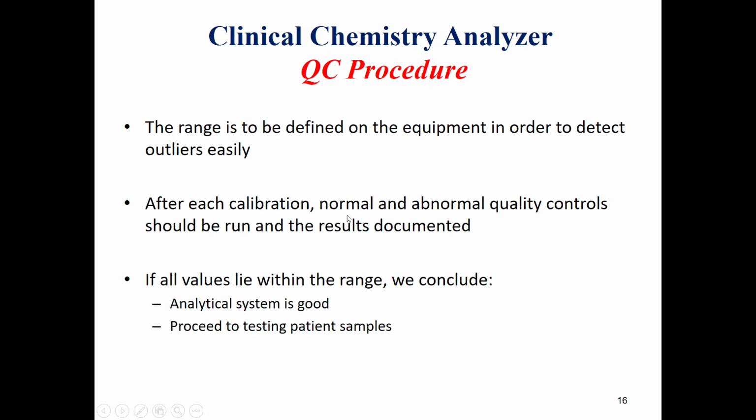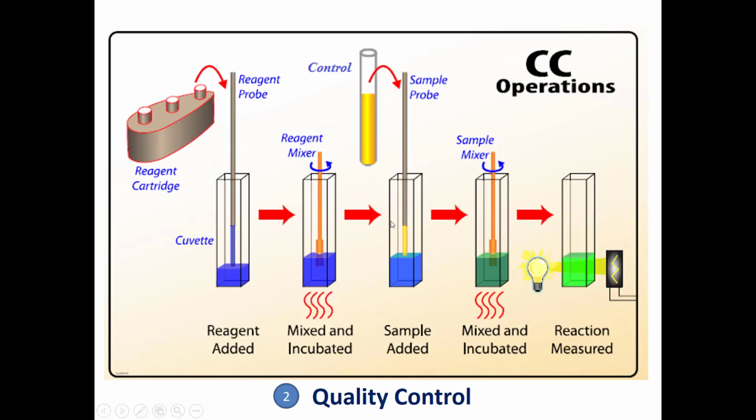So after each calibration, normal and abnormal quality controls should be run and the result documented. As we said, this should be the second step prior to measuring and analyzing. If the values lie within the range, we conclude the analytical system is good and we proceed to testing the patient samples. So the running of the quality control is to ensure that our analytic system is good and the patient results are reliable before reporting them to physicians and doctors. So this is the procedure of the quality control.